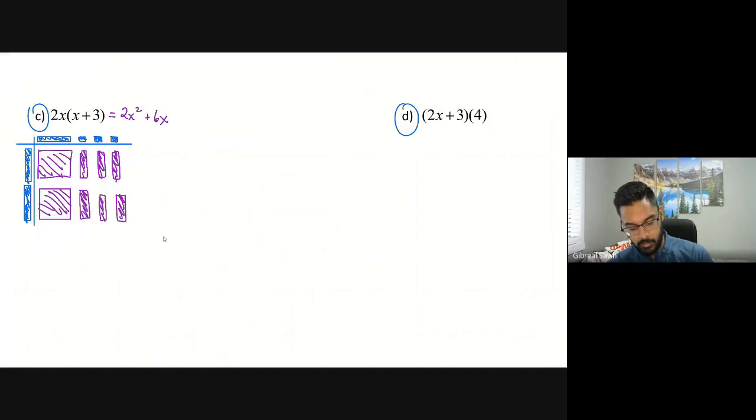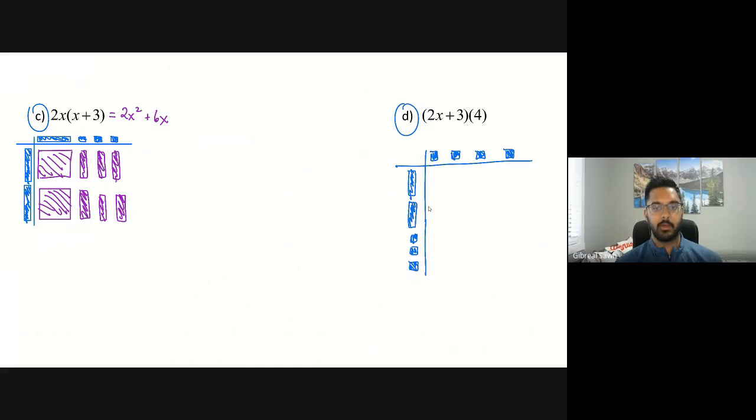And we'll create our grid for us again. And we've got 2x's and a plus 3. 1, 2, 3. Shade them in. And our 4 is along the top. And also shade them in.